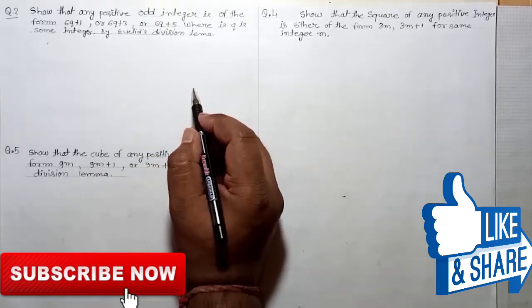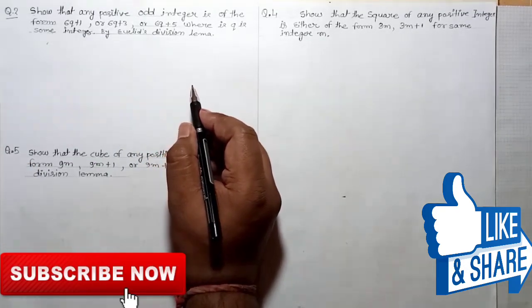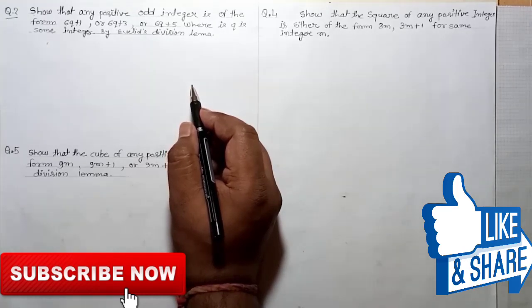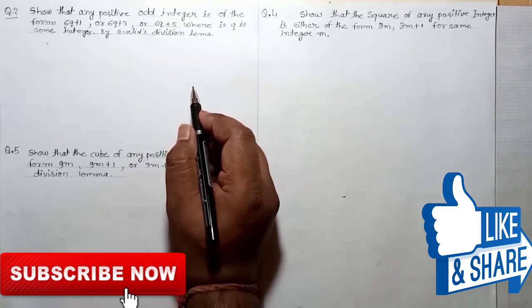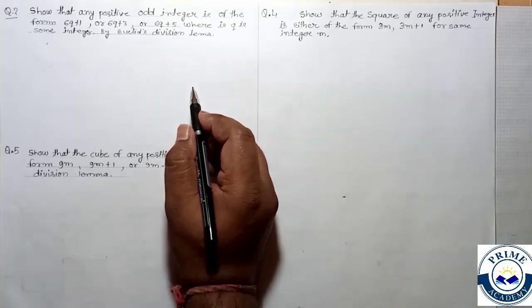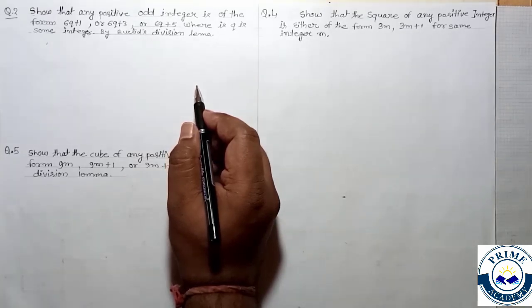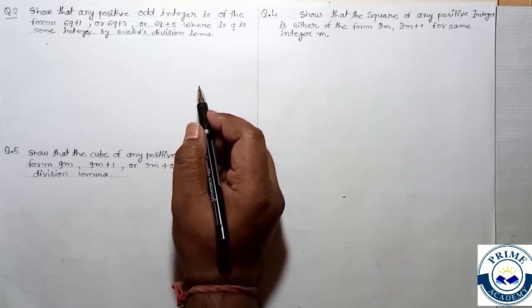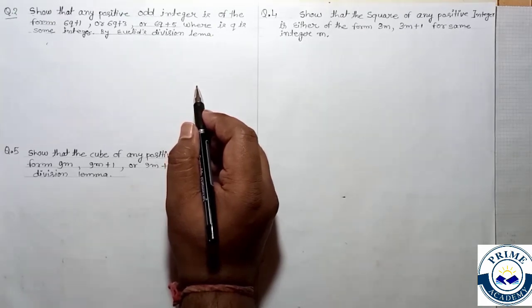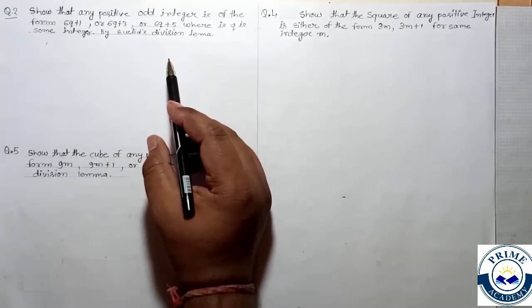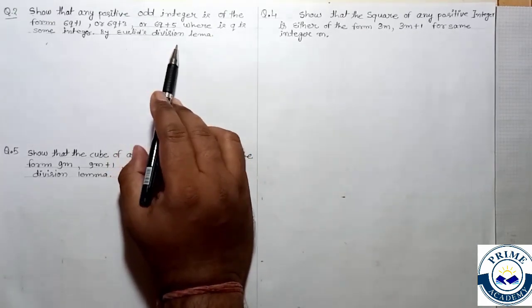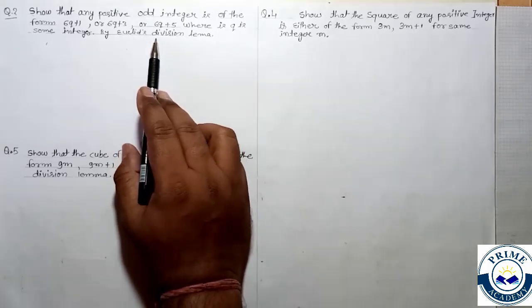Hello students, today we will discuss continuing the exercise number 1.1, chapter number 1, that is real numbers. In my previous lectures I have discussed a few concepts regarding real numbers, Euclid's division lemma and Euclid's algorithm. By using this Euclid division lemma, we have to solve that.